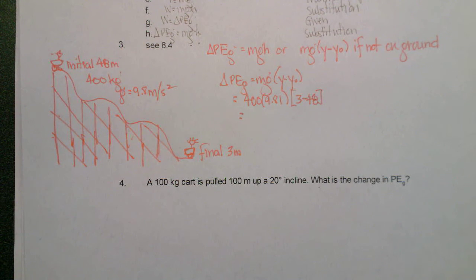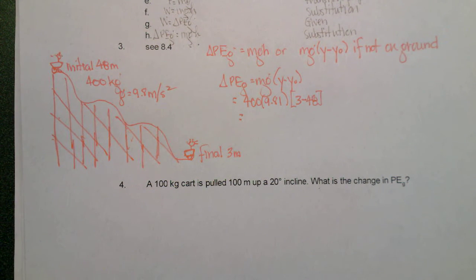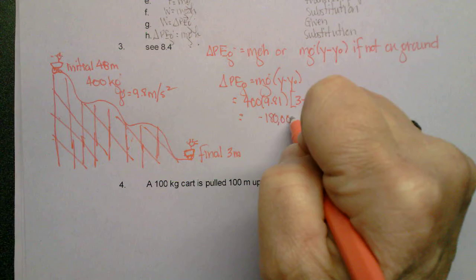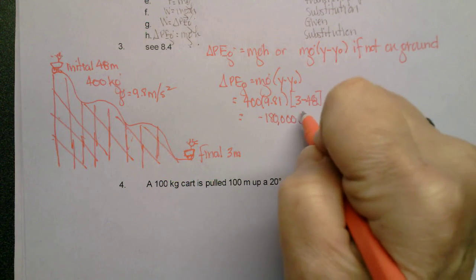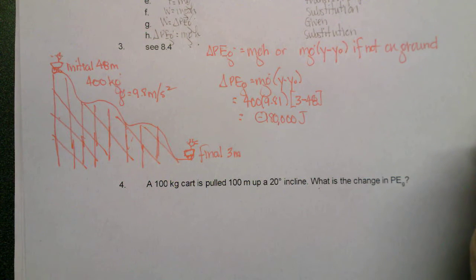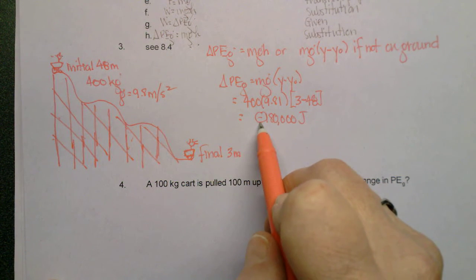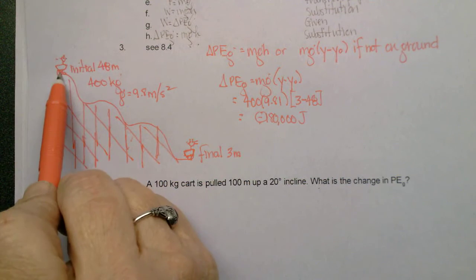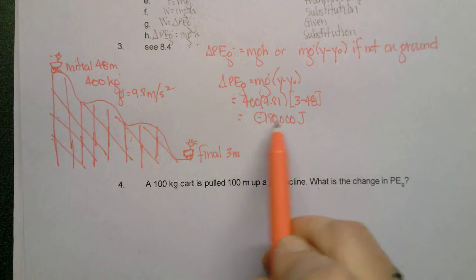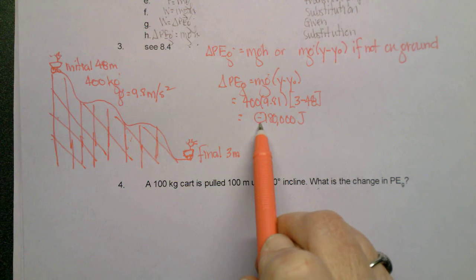And when you do the math on that, you end up with a negative 180,000 joules. What does the negative tell you? You remember from our initial lesson on work, negative means that energy has been taken out of the system. I had a truckload of potential energy up here. I have very little potential energy down here. So my change in potential energy is negative because I have lost or have lessened the energy in the process.